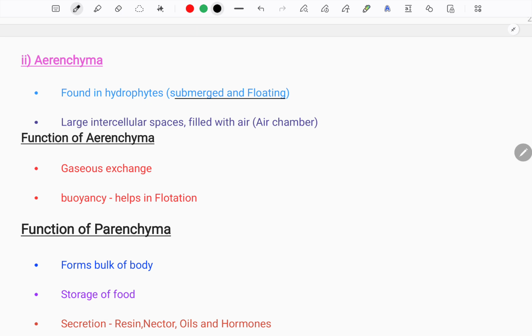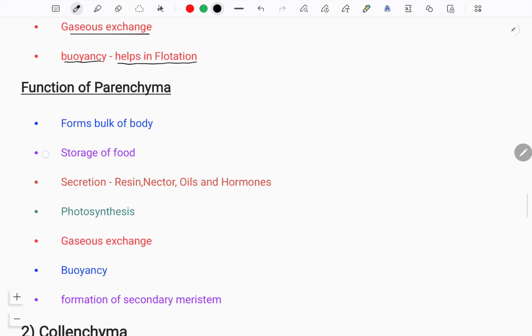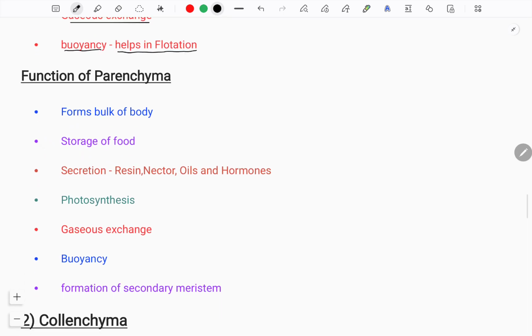Large intercellular spaces are present. This is the main property which makes the plant part lighter. The functions of the parenchyma: gaseous exchange, and they provide buoyancy, which means helps in flotation. These are the two main important functions of the parenchyma. Now, the next, overall functions of the parenchyma.